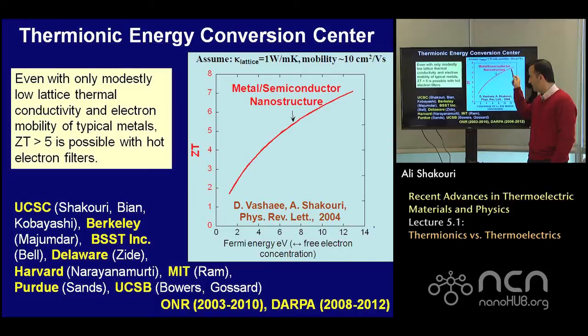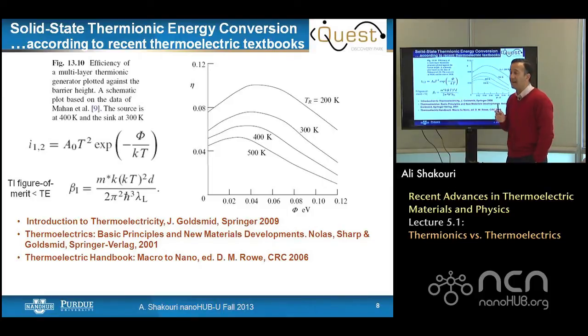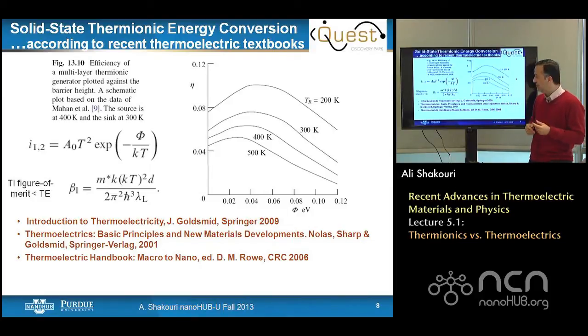Of course, unfortunately, we did not get to these ZT numbers. That's a big challenge. But by working on this, we learned quite a bit about the factors that dominate the power factor in materials as well as the thermal conductivity. If you compare the calculation in this paper to some of the calculations in Mahan's original 1998 paper that are actually shown in a recent thermoelectric textbook, you see very different numbers.